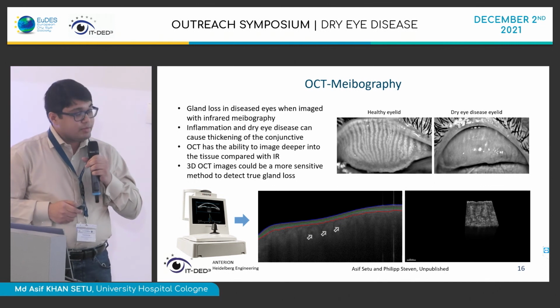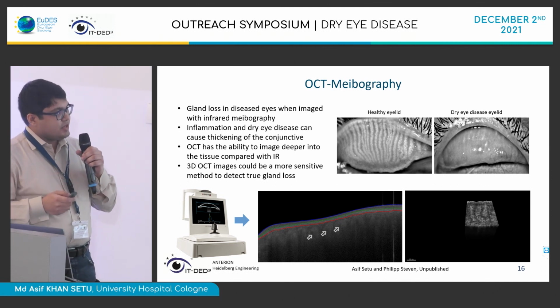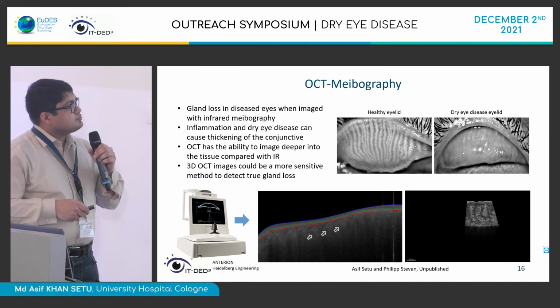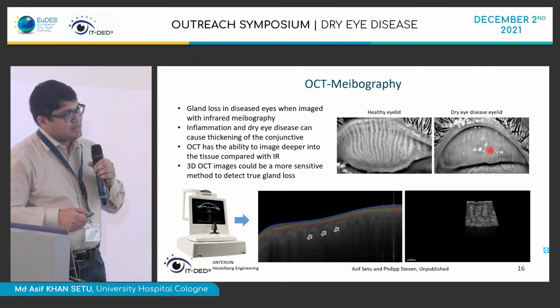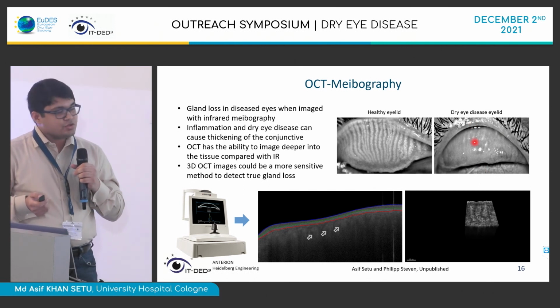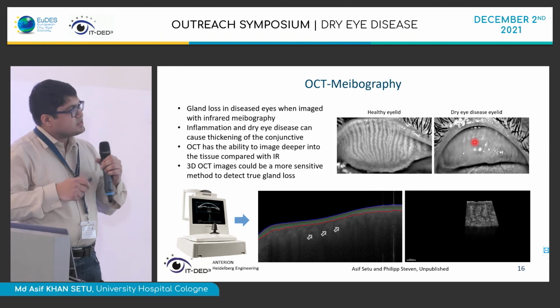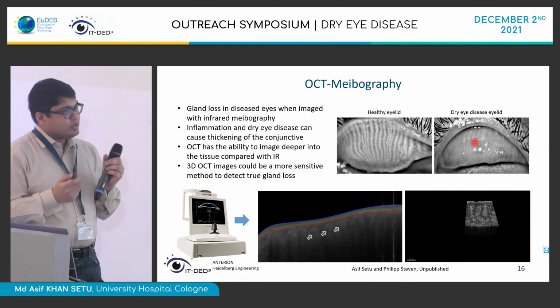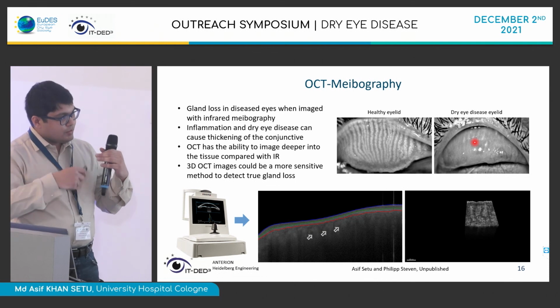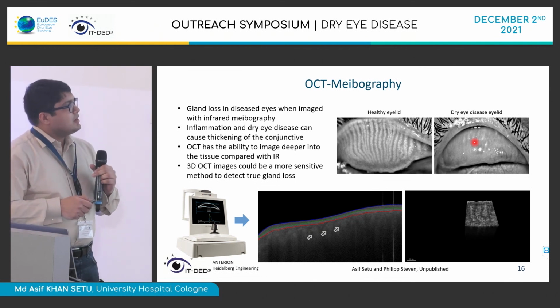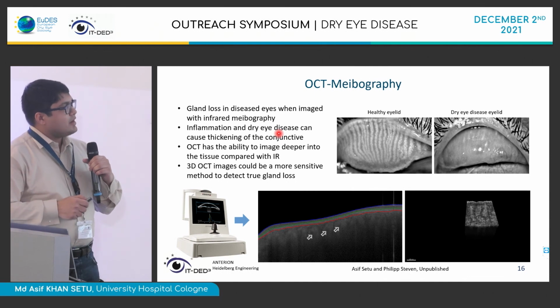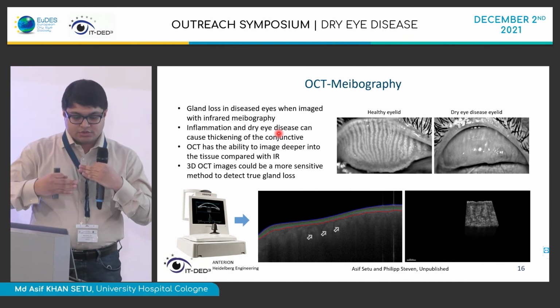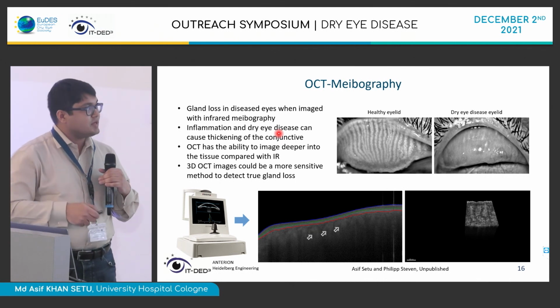Though we already know that the Meibomian gland is analyzed by infrared meibography, we did not really know, in the disease images, whether it is really a gland loss or some kind of problem with the imaging modality. When inflammation or dry eye disease causes a thick conjunctiva on top of the Meibomian gland, infrared imaging does not have much ability to penetrate all of this thick conjunctiva.